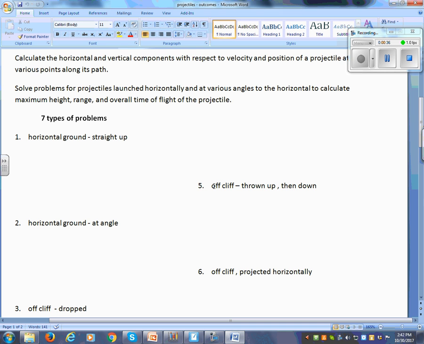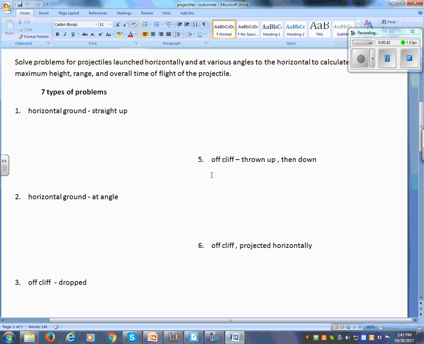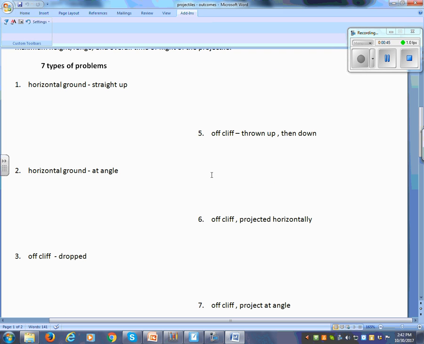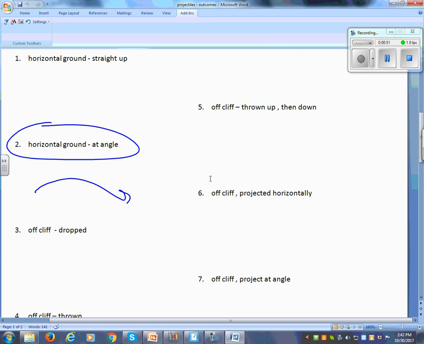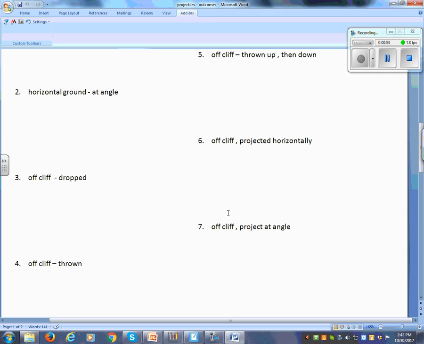I told you the other day that certain ones are what I would consider grade 11 review, and the only ones that we're going to cover in grade 12 are horizontal ground at an angle, off a cliff projected horizontally, and off a cliff projected at an angle. Those are the 3 grade 12 types. That said, you need to be able to handle the other 4. They're more grade 11, but the concept is the same.